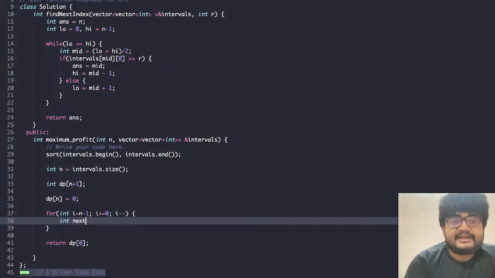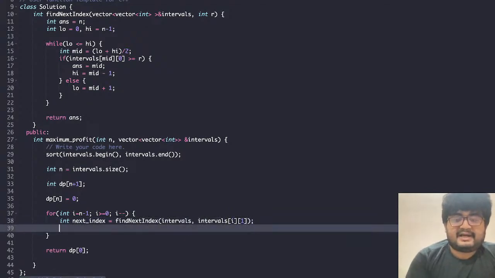So int next index equals find next index, intervals and r is intervals of I 1, that is r. So we have found that.